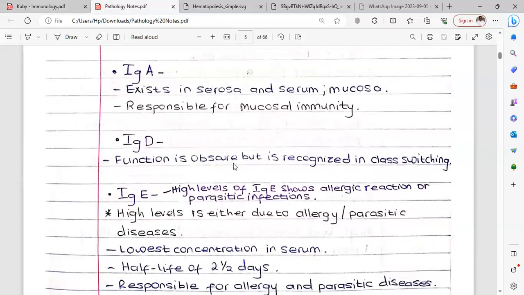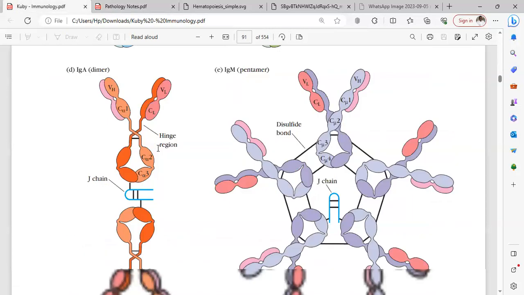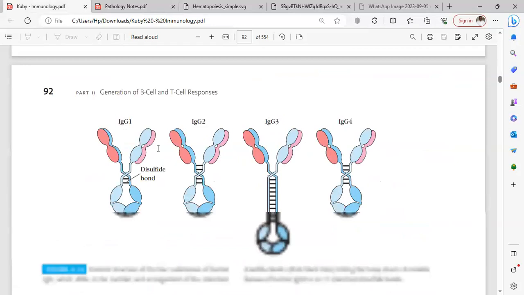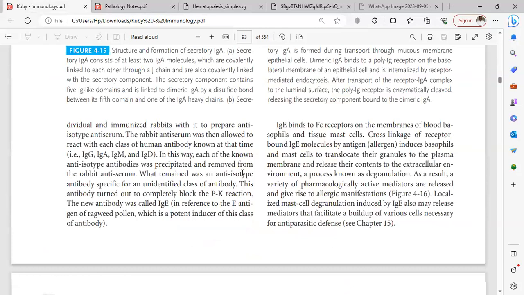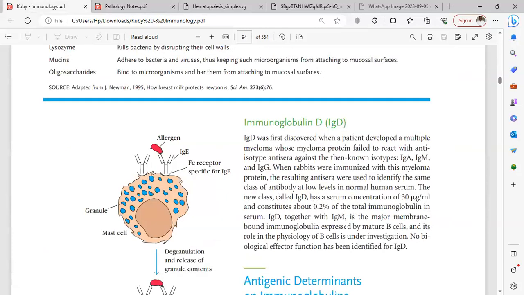IgD, the function is not well recognized, but the lecturer said it's used in class switching. So let's see what the book says about IgD. I think it was the last one here. There's not much to be talked about. The last statement is that no biological effector function has been identified for IgD. So other than class switching, there's no other function.